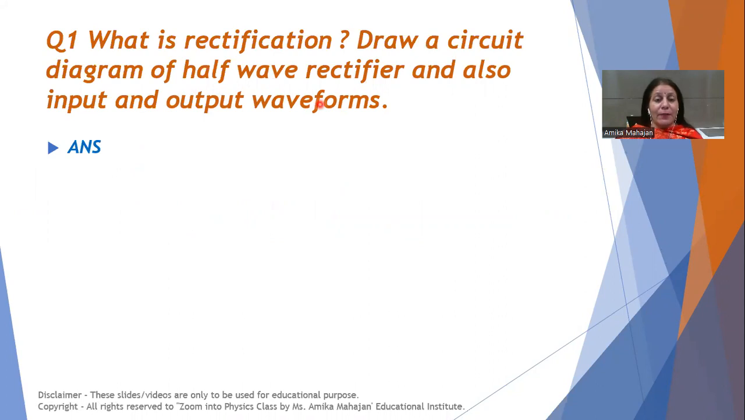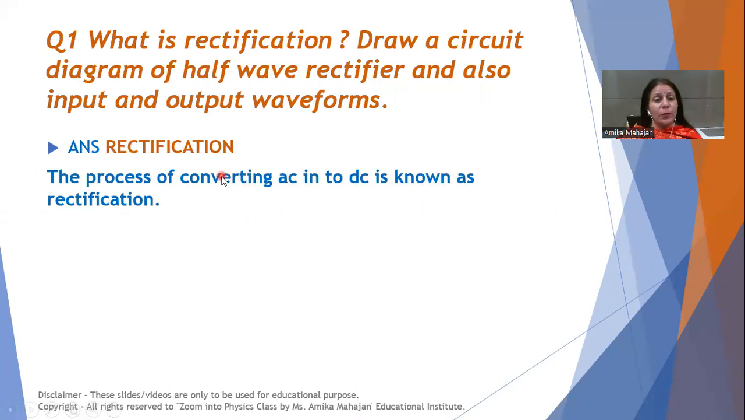What is rectifier? A device which converts AC into DC. So rectification is the process of conversion of AC into DC. What is AC? Alternating current, and DC is direct current. Alternating current is current in which direction and magnitude both change with time. DC is current in which direction and magnitude remain fixed.